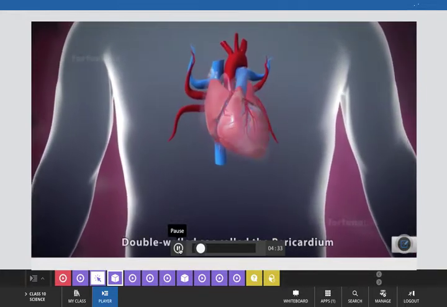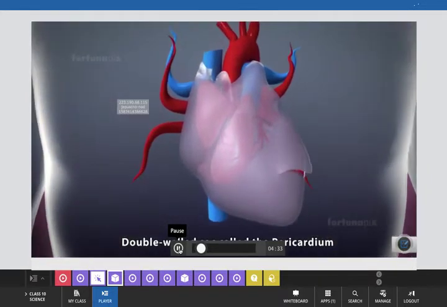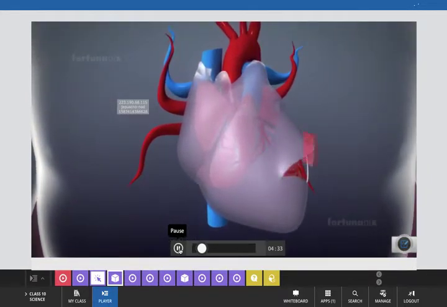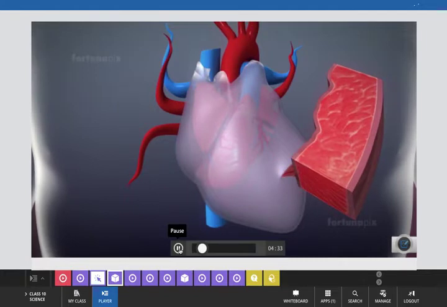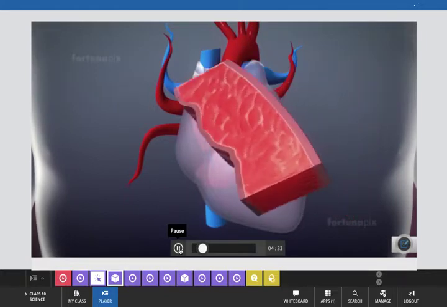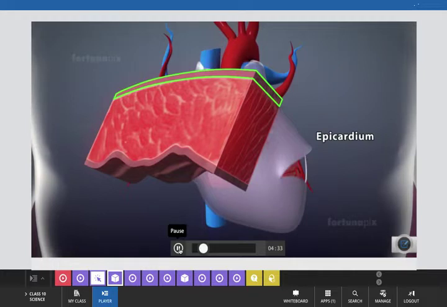The heart is enclosed in a double-walled sac called the pericardium. The outer wall of the human heart is composed of 3 layers: the outer epicardium, the middle myocardium, and the inner endocardium.